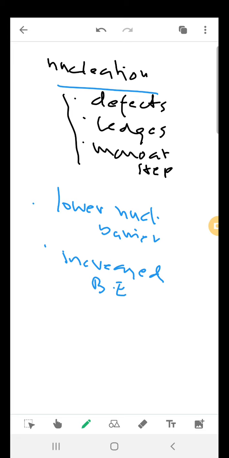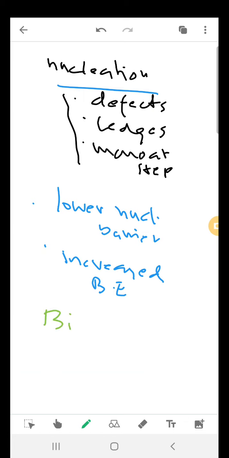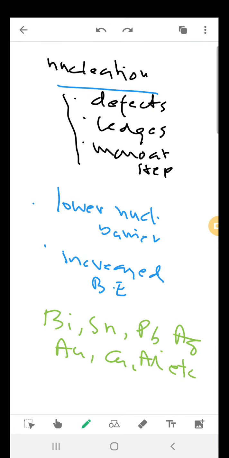Now, for metals, for example, metals like bismuth, antimony, lead, silver, gold, copper, aluminum, etc., the substrate temperature here is usually greater than two-thirds of the melting temperature. Sorry, Ts is actually the saturation temperature. Since we have mentioned substrate temperature as Ts, let's write it as St. When St is greater than 2/3 Tm, which is the melting temperature, then we can have different saturations.